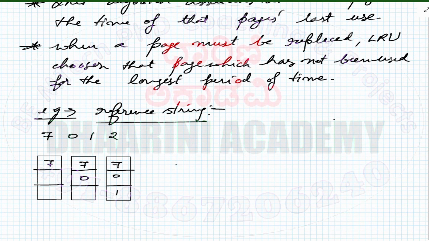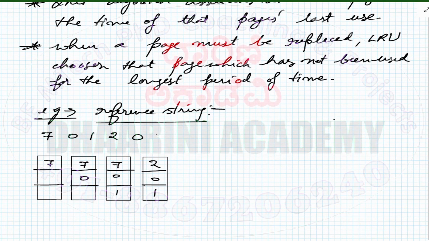2 comes. So when 2 comes, what happens? When 2 comes here, the oldest one that has not been used is 7. So I have to replace the 7 now. So 2 0 1. Now I assume 0 comes. So that 0, you don't have to worry, it's already present and you use it. So now which is not used for a long time is 1. So whichever comes next, I'm going to replace the 1.